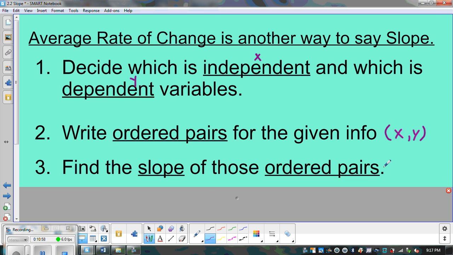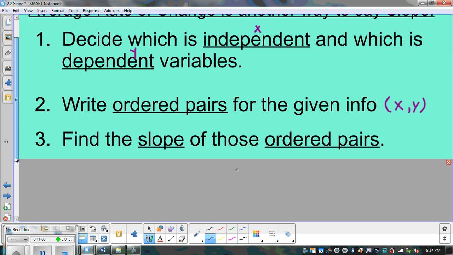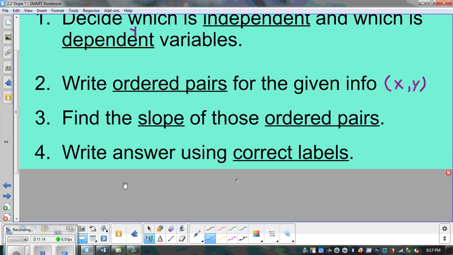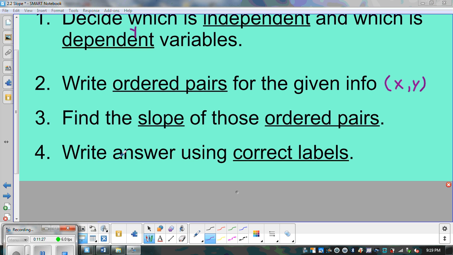Once we have the coordinates of two different points, we can now find the slopes for those two ordered pairs. We have the formula that we learned just yesterday, that slope is y minus y over x minus x. Once we have our answers, our slope, it is very important that we write the answer using the correct labels. And we will practice that in our upcoming examples. Once you have these notes down, you're going to move on to the next slide where we're going to practice real-life situations finding the slope, which is the average rate of change.